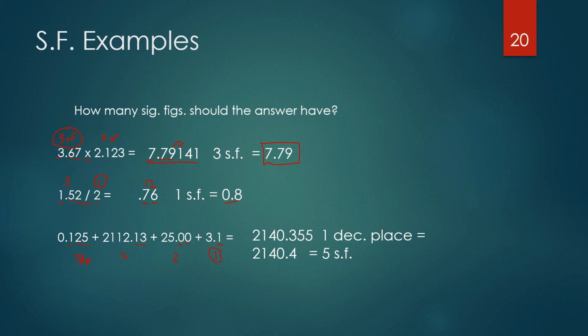2,140.355. We just said we want to go out 1 decimal place, so I find my decimal point and I'm going to underline the number that comes after it. In this case, it's a 3. That's 1 decimal place. I stop there, but I want to look at the number next to it, which is a 5. Since it's a 5 or higher, I'm going to round that 3 up to a 4. So my answer is 2,140.4. It's a total of 5 significant figures, but notice I only went out 1 decimal place. That's the difference between addition, subtraction, and multiplication, division.